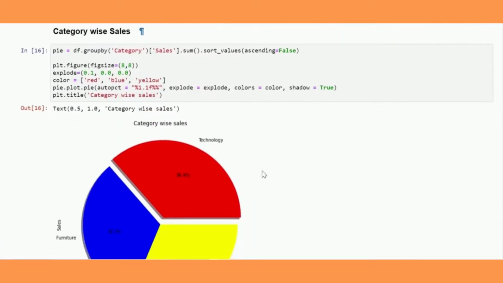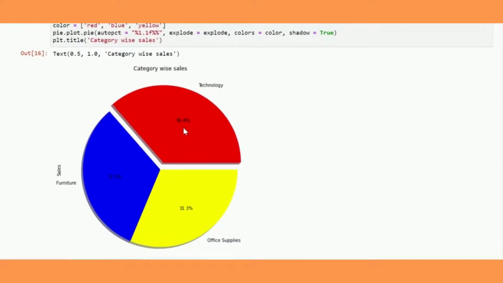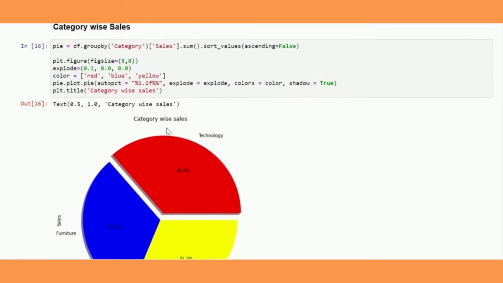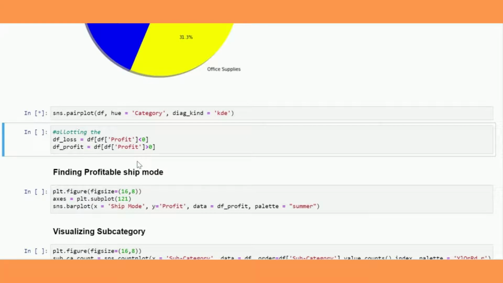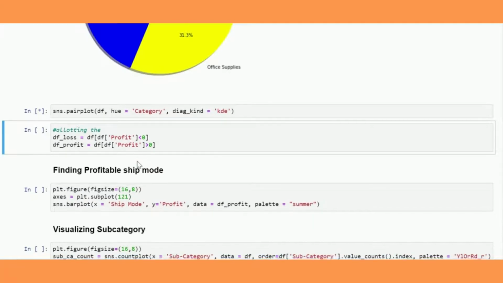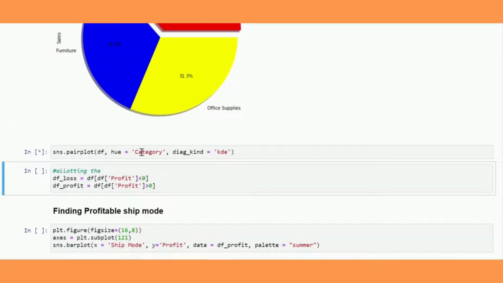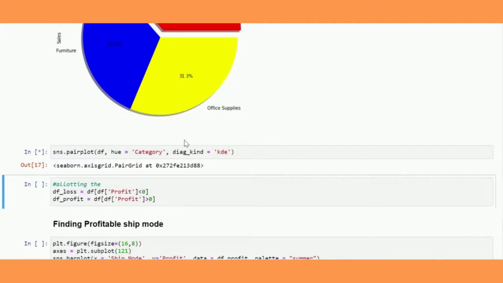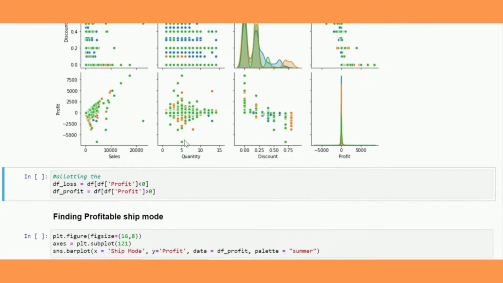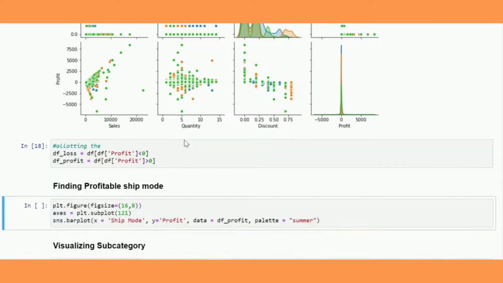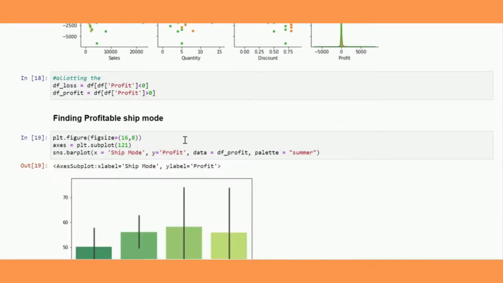Category wise sales. The category technology has the highest amount of sales compared to furniture and office supplies. Then we are plotting a pair plot based on the category, and our plot looks like this.